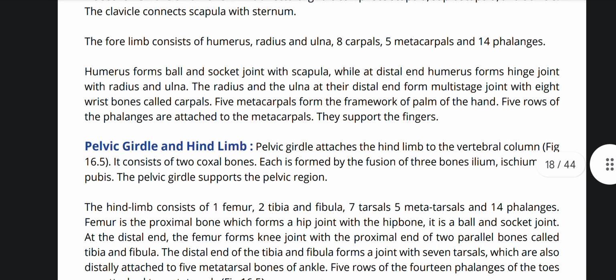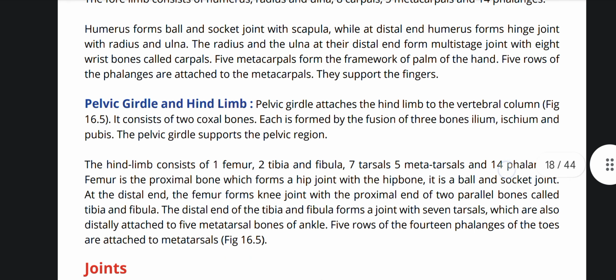The forelimb consists of humerus, radius, and ulna, 8 carpals, 5 metacarpals, and 14 phalanges. The humerus forms a ball and socket joint with the scapula, while at the distal end the humerus forms a hinge joint with the radius and ulna. The radius and ulna at the distal end form a multi-stage joint with the 8 bones called carpals.